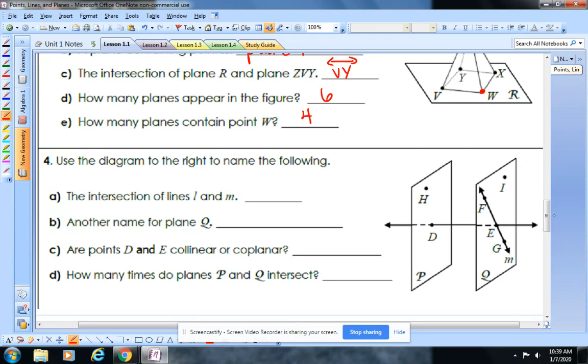Now, what does it look like is going on right here? Yeah, I have two separate planes with a line going through it. So that would be like if I had two pieces of paper on my pencil, right? Right? Okay. So think about it like that. I'm going to hush and let y'all work through those four on your own.